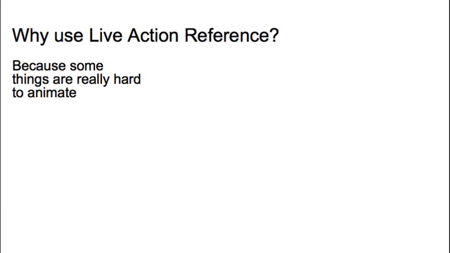So the question arises, why bother? Why should we use live action reference? And the answer is that some things are just really tough to animate. I remember I had to do a shot on The Road to El Dorado, which involved two characters doing a high five and then bumping chests, and then one of the characters picked up a girl, Chel, spins her around and then drops her down on the ground. And I thought, how on earth am I going to animate this? And the answer was to shoot live action reference.